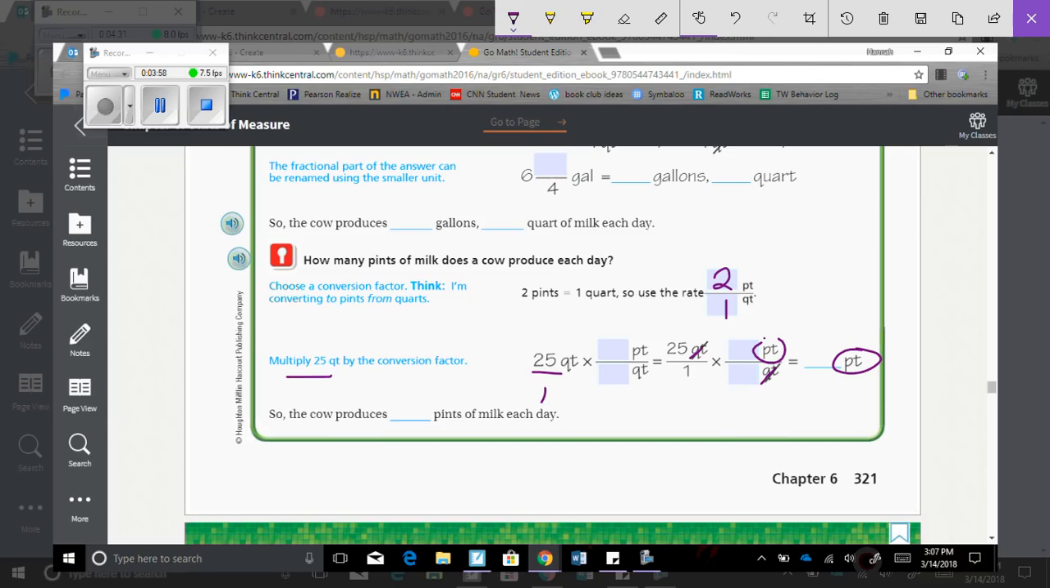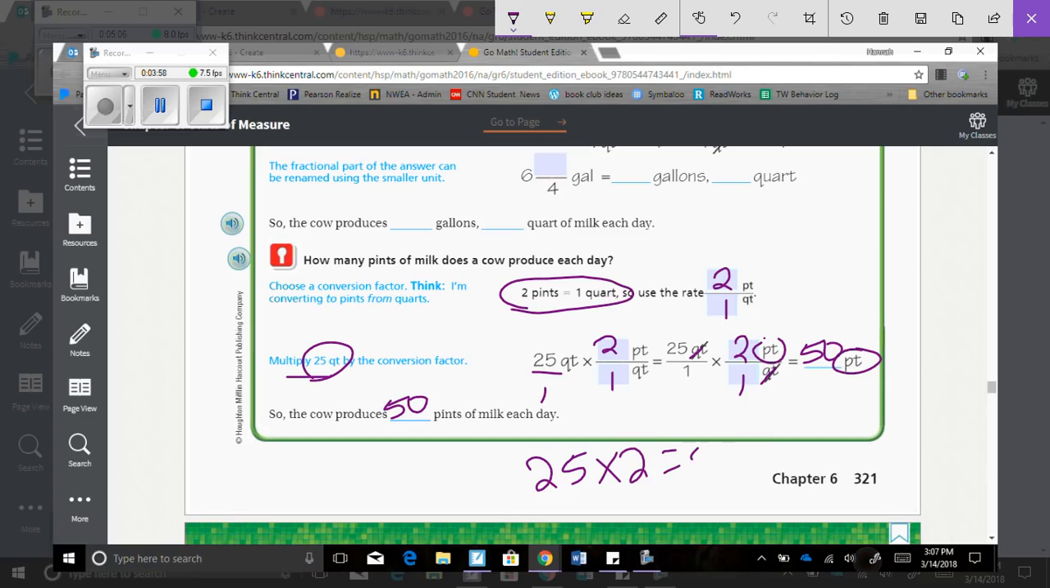We're going to take 25 over 1 times 2 pints over 1 quart, which is 25 quarts over 1 times 2 pints over 1 quart. 25 times 2 is 50 pints. So the cow produces 50 pints of milk each day. Okay, so if we're thinking of pints, we know there's 2 pints in 1 quart, there are 25 quarts, so I can just take 25 times 2, which is going to give me 50.